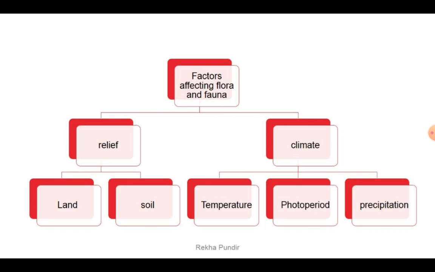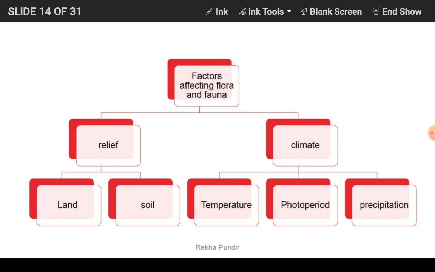Then how is soil responsible for affecting the natural vegetation? The soil also varies over spaces, and different types of soils provide the basis for different types of vegetation. For example, sandy soil of the desert supports cactus and thorny bushes, while wet, marshy and deltaic soil supports mangroves and deltaic vegetation. And in hill areas, hill slopes with some depth of soil have coniferous trees.